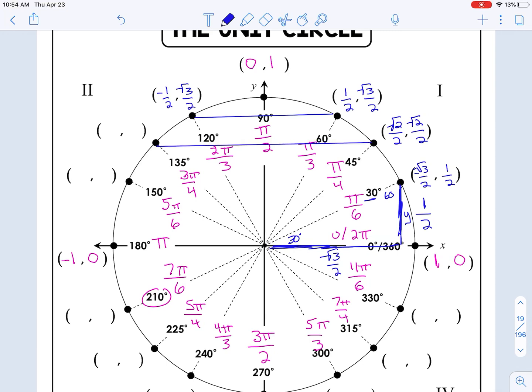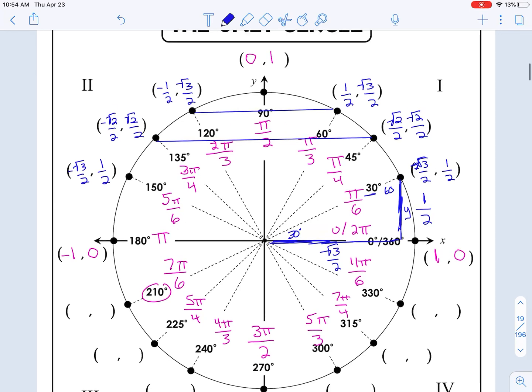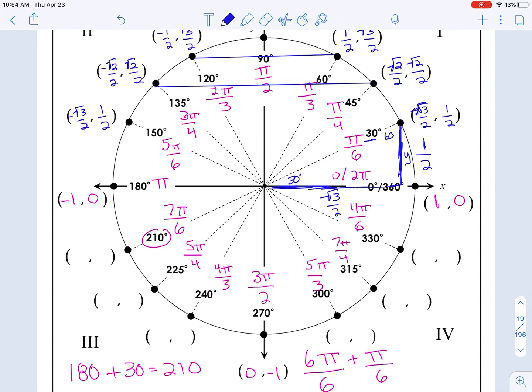And then this one mirrors here, and it's negative square root of 2 over 2, square root of 2 over 2. And then this one is going to be the negative square root of 3 over 2, 1/2. And then you keep moving through, okay? Now, once we get to the bottom quadrants, don't let that intimidate you either. So I'm going to do quadrant 4 first because everything's negative in 3. Let's go ahead and do that one last.